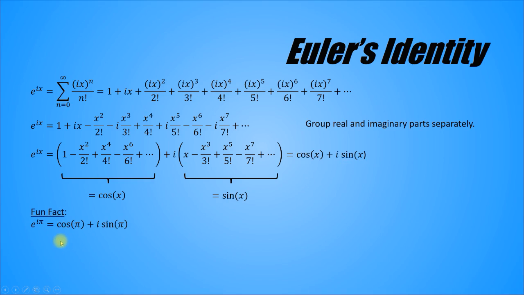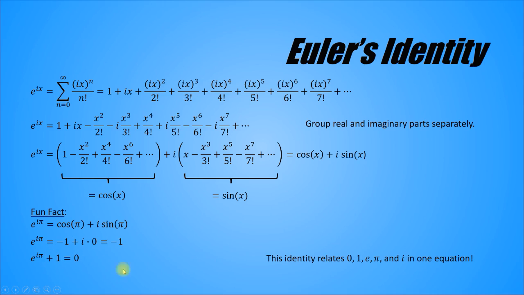And just as an interesting little aside, let's plug in x equals pi into Euler's identity. So e to the i pi equals cosine pi plus i sine pi. Now the cosine of pi is -1 and the sine of pi is 0. So I've gone ahead and evaluated those. And so e to the i pi equals -1. Now if I add 1 to both sides, I get a neat little identity. e to the i pi plus 1 equals 0.